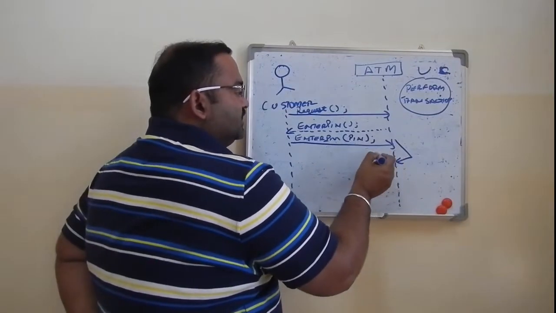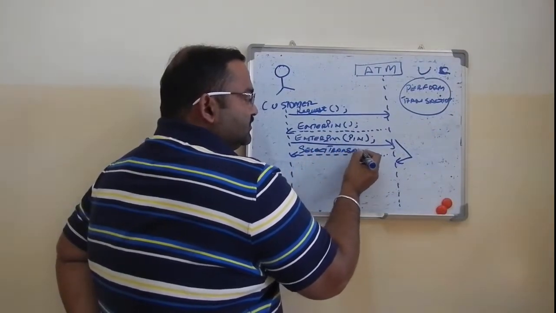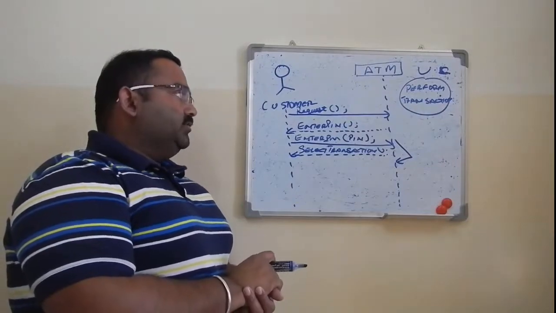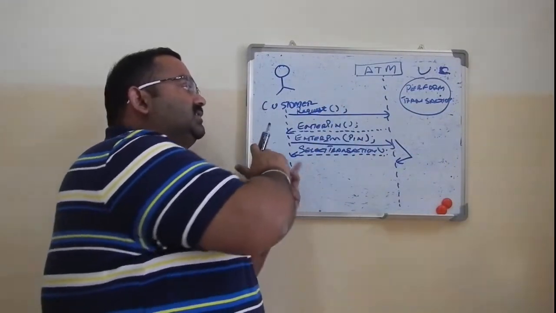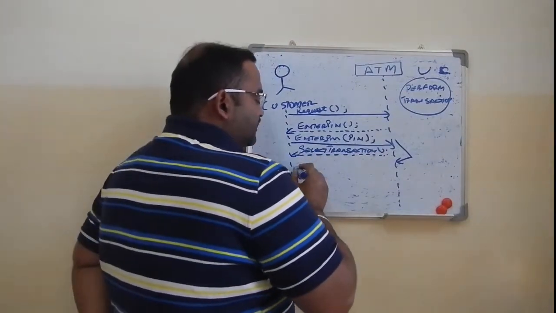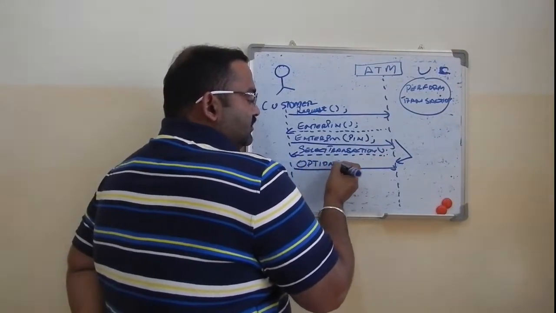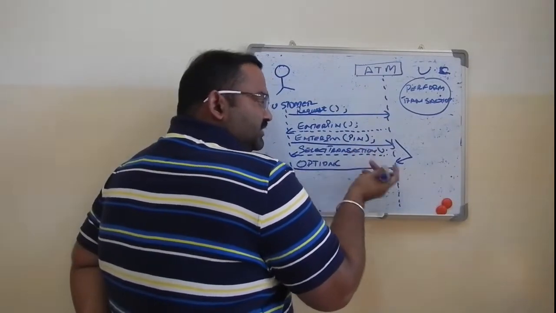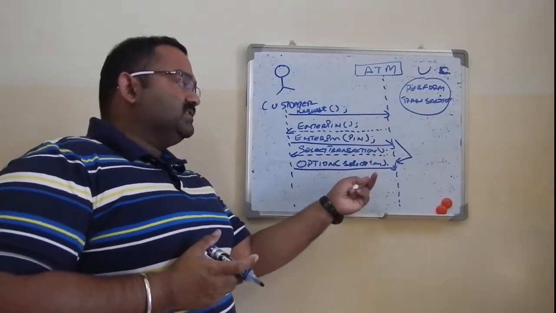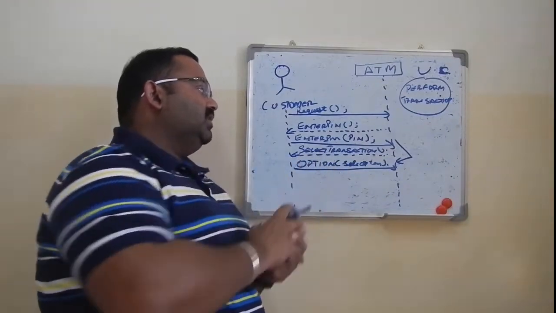Then what does the system do? It asks the user to select a transaction. Isn't it? It opens the menu. What do you want to do? You enter the PIN, then the system is asking what transaction you want. So then you send the option. You send the option with the selected transaction. Selected transaction means I want to check balance, I want to pay bills. So that will go as a parameter and this is your option, right?